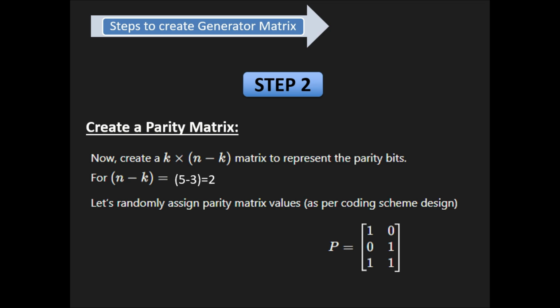Let's randomly assign the parity matrix values as per the coding scheme design. For now, the values in this matrix are chosen based on this parity matrix. We have two parity bits.